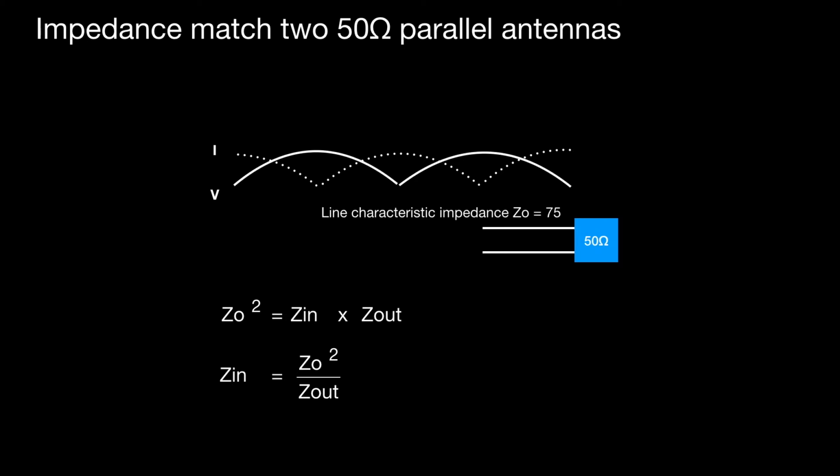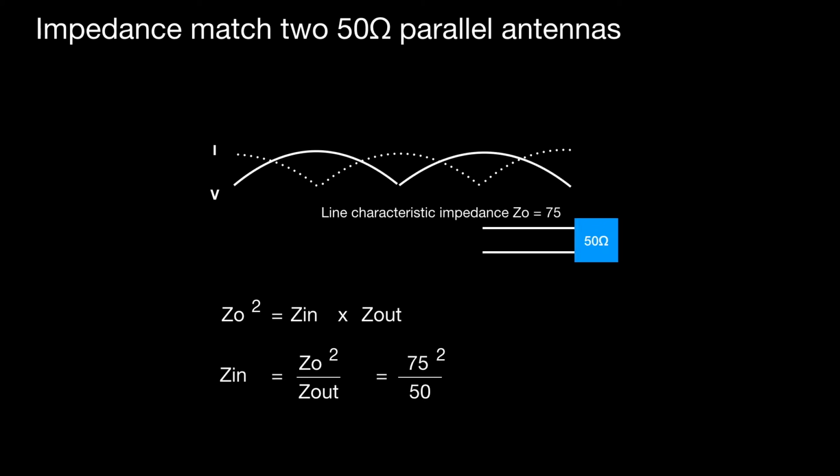So once again, this is three terms, and we can use the triangle to change the subject of the formula, or we can use some algebra. Either way, we'll end up with Z in equals Z naught squared over Z out. So let's have a look.